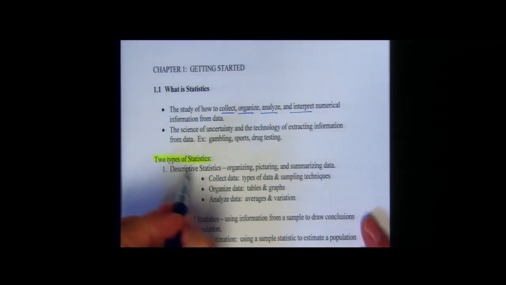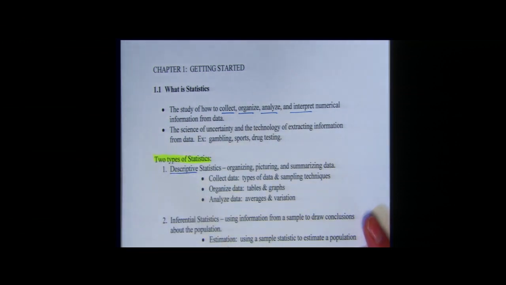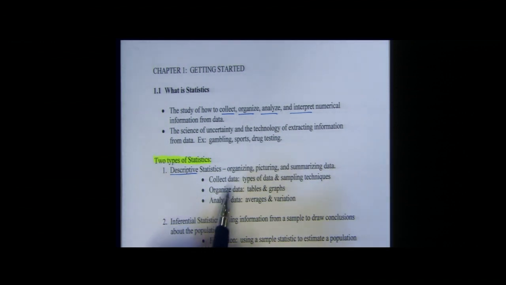One is called descriptive statistics, and you can think of the root word describe, and this would be the organizing, the picturing, and the summarizing the data. This includes collecting, organizing, and analyzing. We'll be covering this in the first part of the semester, so we'll get into that starting with Chapter 2.